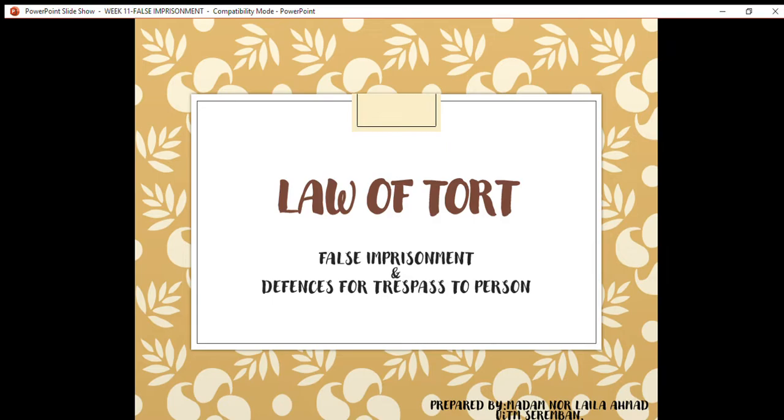Alright, for today we are going to discuss another type of law of tort under trespass to person, which is forced imprisonment. Then the second part of our lecture today will be the defenses for trespass to persons, meaning that these defenses can be used as a defense by the defaulting party if there is an assault, battery, or forced imprisonment.